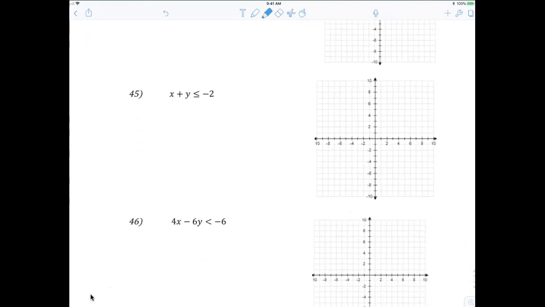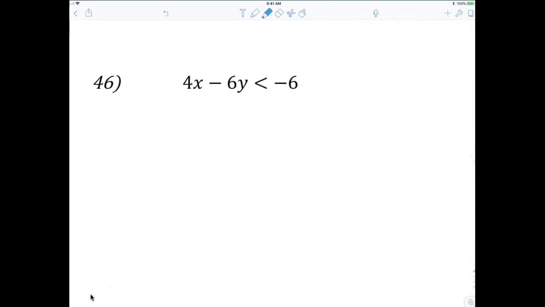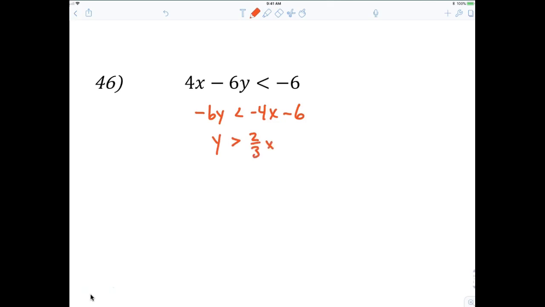All right. So let's do 46. All right. So we always have to solve for what? Y. So here we go. -6y is less than -4x minus 6. And then I have to do what? It says switch the signs. Yep. Divide by -6. So y is what? Greater than -2/3. No, positive 2/3. Always reduce the fraction. So y is greater than 2/3 x plus 1.